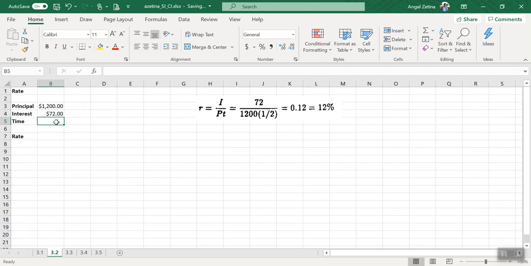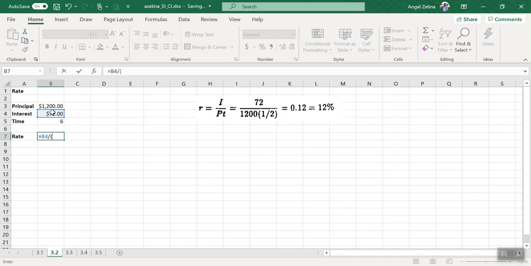The time will be 6 months, so we're going to enter 6 here. Now to calculate the rate, we're going to enter equals the interest, which is 72, divided by, notice I'm going to enter open parentheses, the principal times the time. Now notice here we need to represent time in years, so I'm going to open parentheses again, 6 divided by 12, so that will give us the 6 months in years, close parentheses, and now we can hit equals.